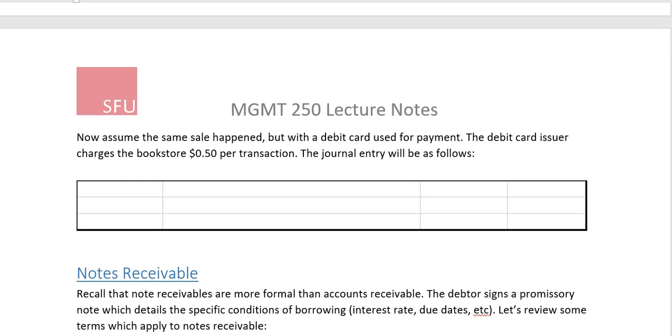Now assume the same sale happened, but with a debit card used for payment. The debit card issuer charges the bookstore 50 cents per transaction. The journal entry will be as follows. Once again, we'll have the same date, August 22nd. Once again, we will have cash as a debit and sales revenue as a credit.